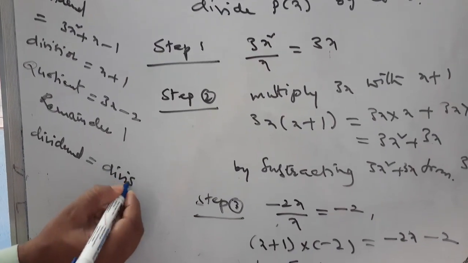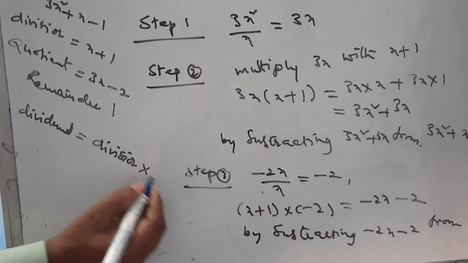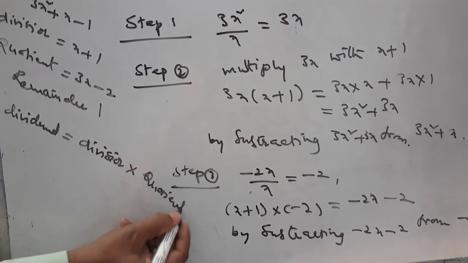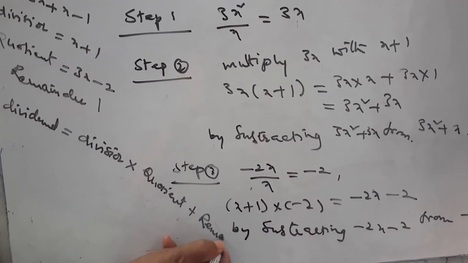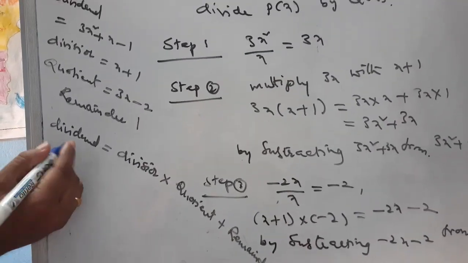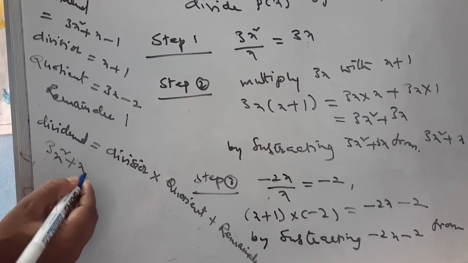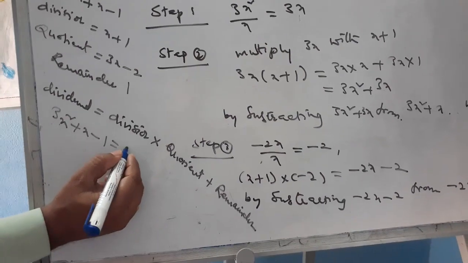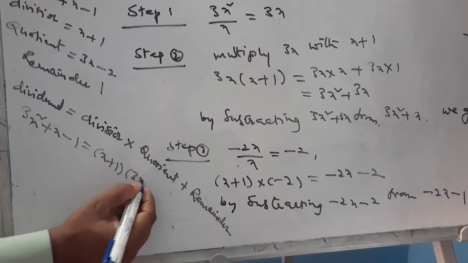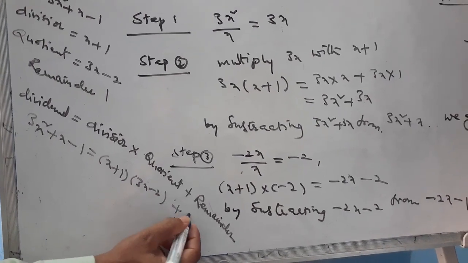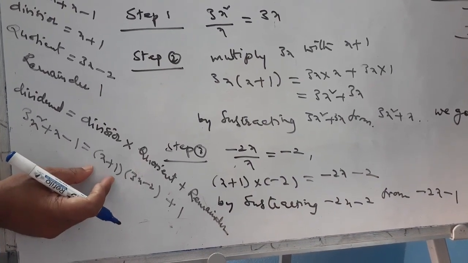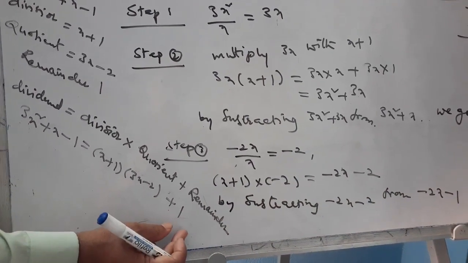to divisor into quotient plus remainder. So 3x square plus x minus 1 is equal to, divisor is x plus 1, and the quotient is 3x minus 2, and the remainder is 1. So dividend is equal to divisor into quotient plus remainder.